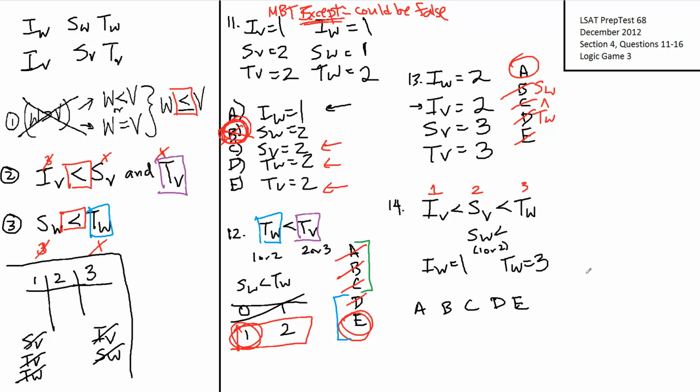Okay, so number 14. Which of the following targets could be 2 days? So what are the ones that could be 2 days? SV definitely is 2 days. SW could be 2 days, and that's it, right? And so A is IW. IW, no. IW is 1 day. B is IV. IV is also 1 day. C is SW. That's it.